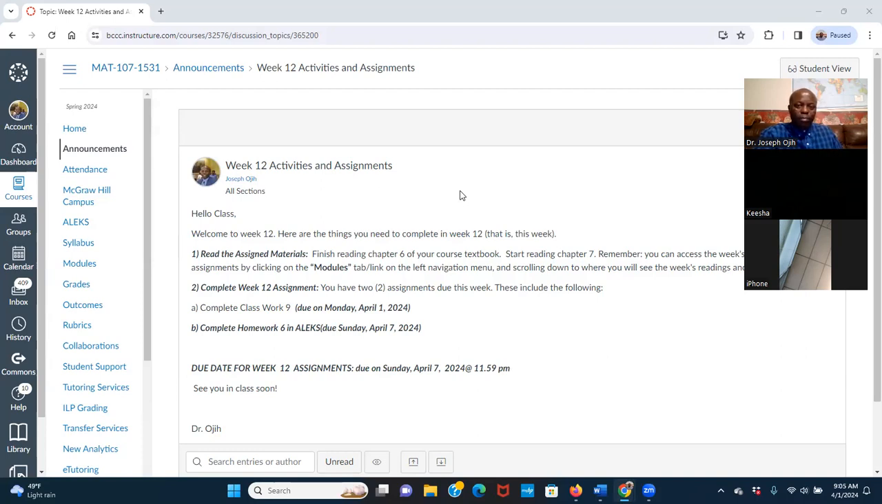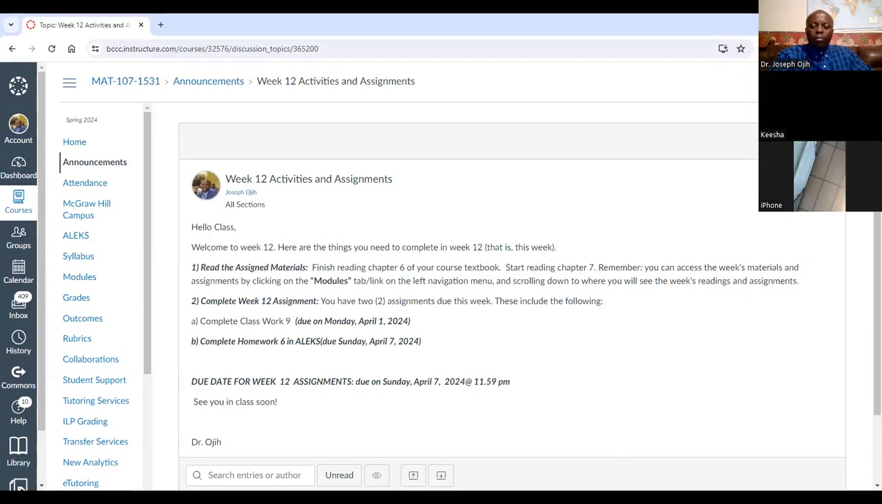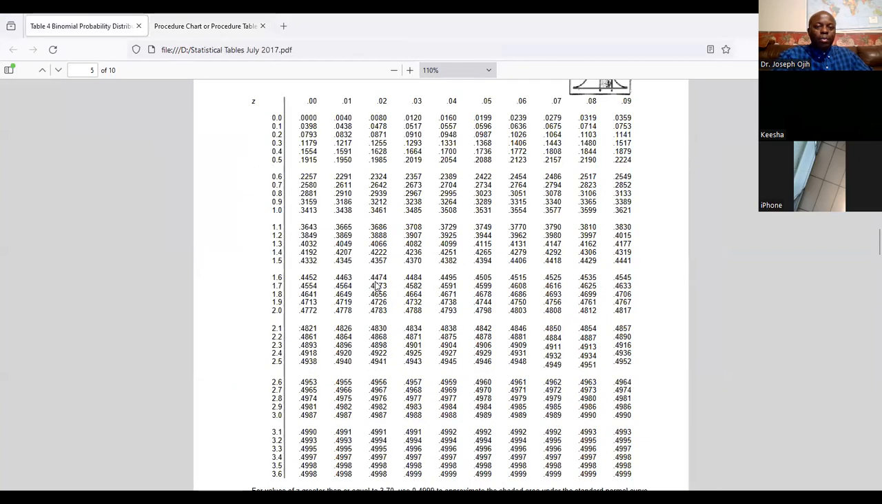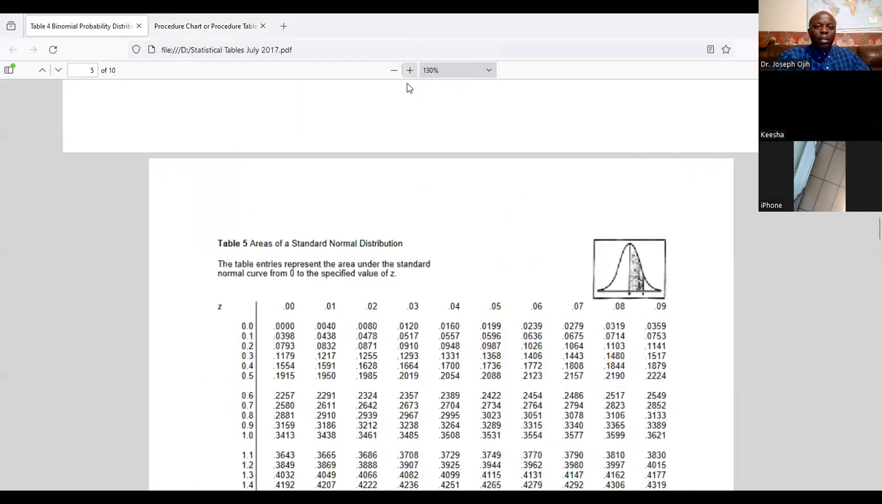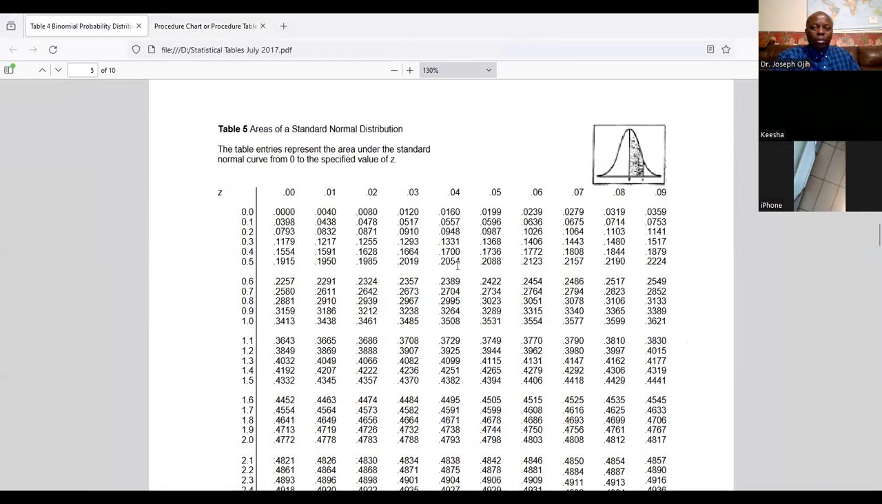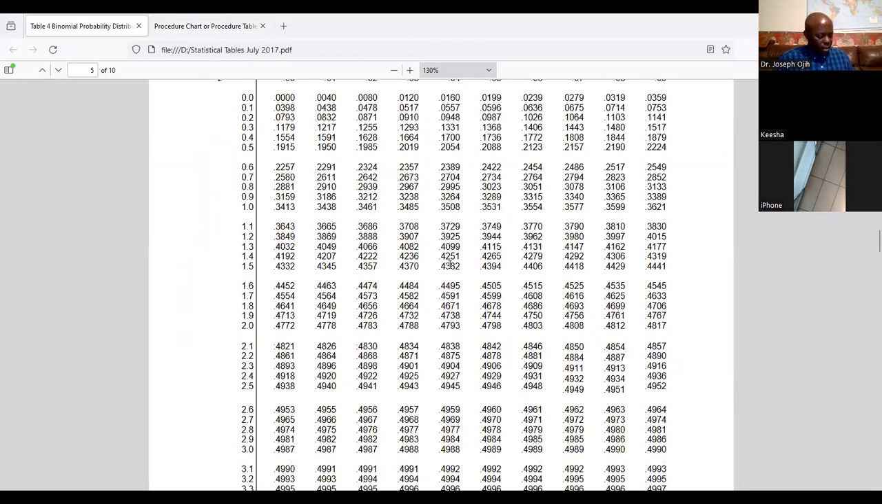So let's look at what we have. Classwork nine and homework six, that's it for this week. Let's begin. I mentioned in several class sessions that I want you to print this procedural chart and also this table of normal distribution. This statistical table, not only normal distribution, statistical table, that we'll be using from now until the end of the semester. So don't forget to print it.